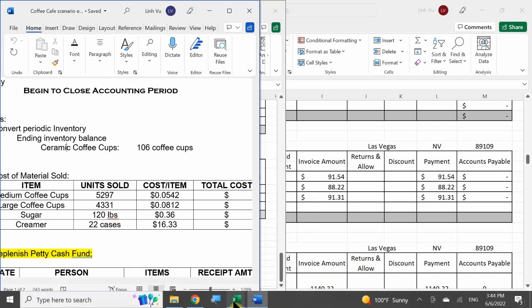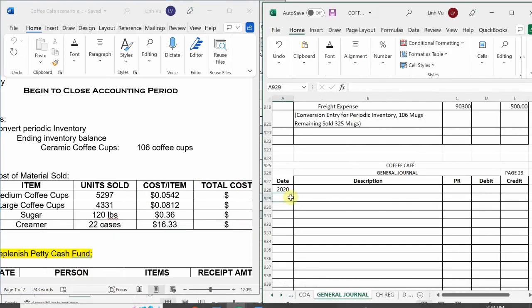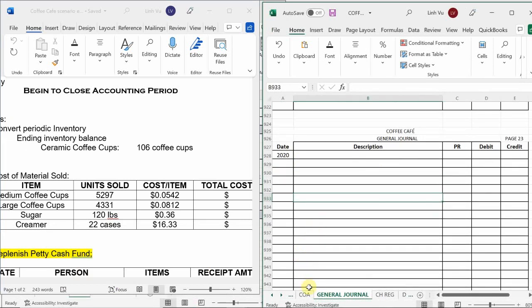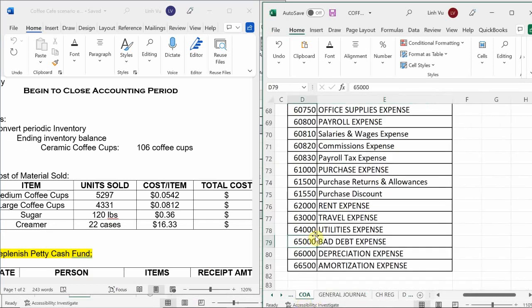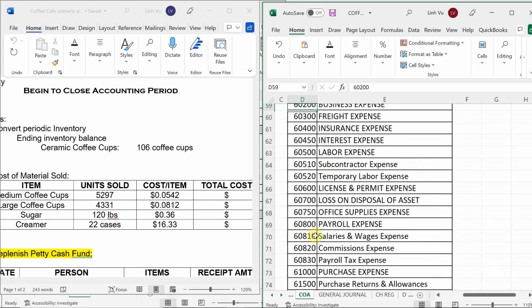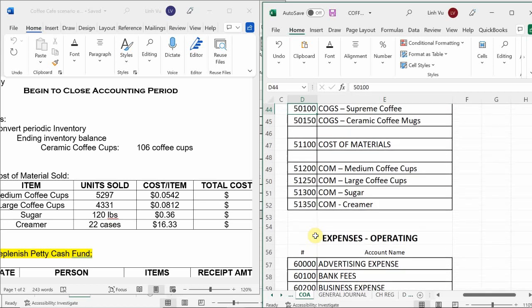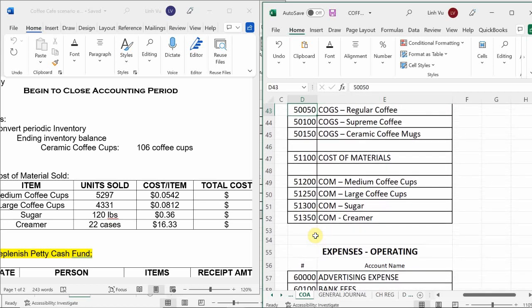So let's go ahead and go to my journal here and take a look. What do those cost of materials accounts mean? Scroll up right here, cost of materials. Cost of materials for the medium coffee is $51,200. Cost of the large is $51,250. And then cost of sugar is $51,300. And then cost of the creamer is $51,350.